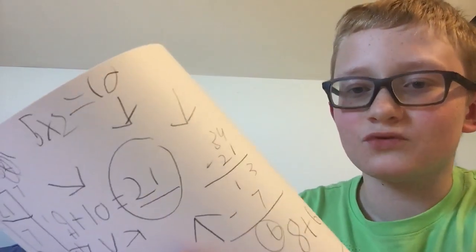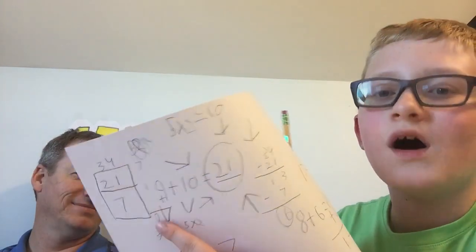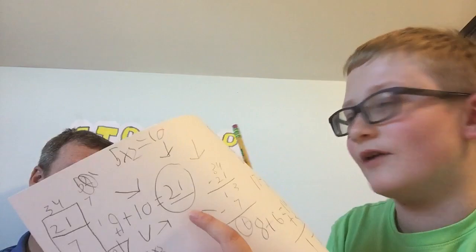Well, what happens if we add them? Well, it goes all the way back to this problem, which just proves, because my teacher always told me if you did the inverse, it would equal the question. And the question was 9 plus 10. And we used 21 to get back to our question right here. So 9 plus 10, without a doubt, equals 21.